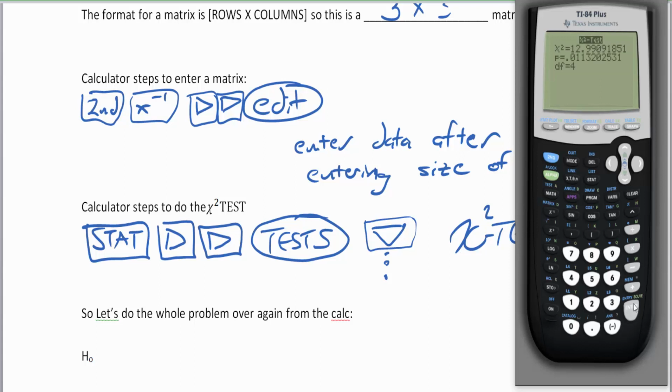Well, what we get is the chi-squared value, which was 12.99. Now look on that previous page. That's exactly what we found for our chi-squared test value. After we added up those 9 numbers, it added up to 12.99. How about the p-value? Was that 0.0113 or 1.13%? It was, and this even tells you degrees of freedom.